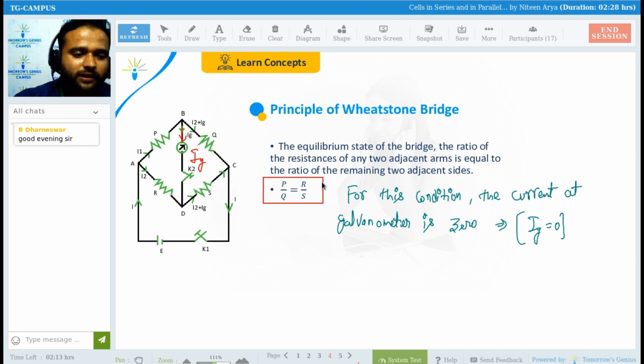Okay, so this is your equilibrium state. In the equilibrium state of a bridge, the ratio of the resistance of any two adjacent arms is equal to the ratio of the remaining two adjacent arms. It can be P by R equals Q by S also, but in general, P by Q equals R by S. So when the ratio is equal, the current at the galvanometer is 0, that is Ig equals 0.